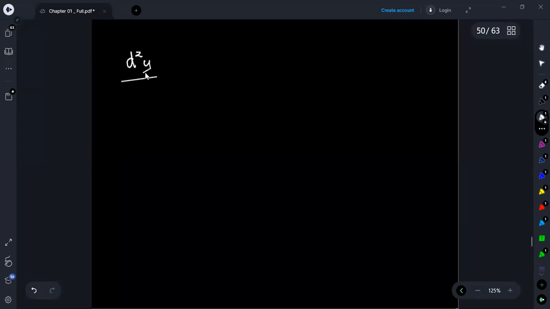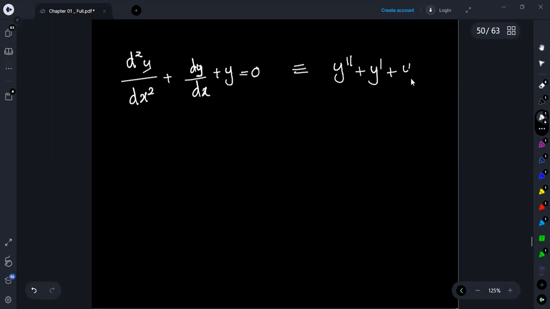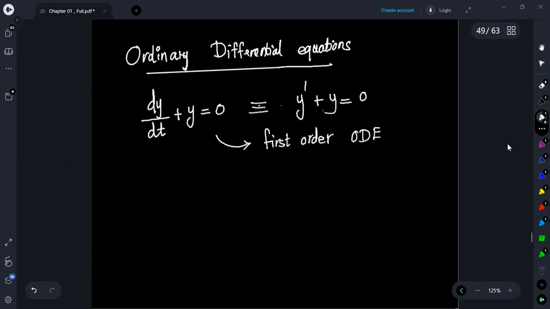d²y over dx² plus dy over dx plus y is equal to 0. So this is similar to the equation y double prime plus y prime plus y is equal to 0. If we consider this equation, here we can see that we consider the second derivative as well. Since we are considering the second derivative, we call this a second order ordinary differential equation. Let me go back to the earlier case.